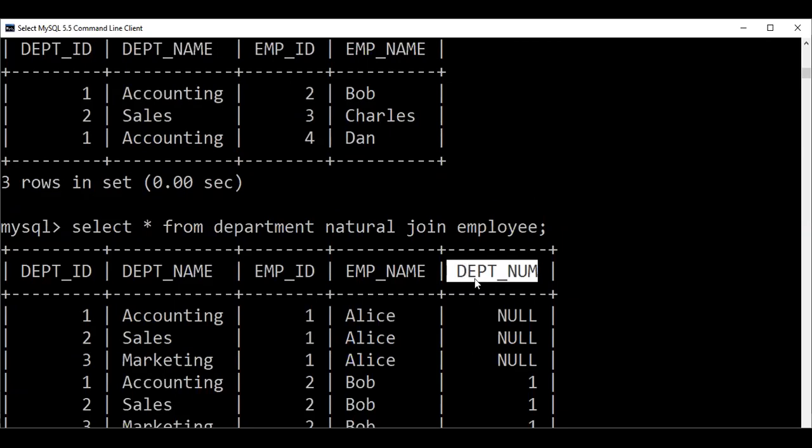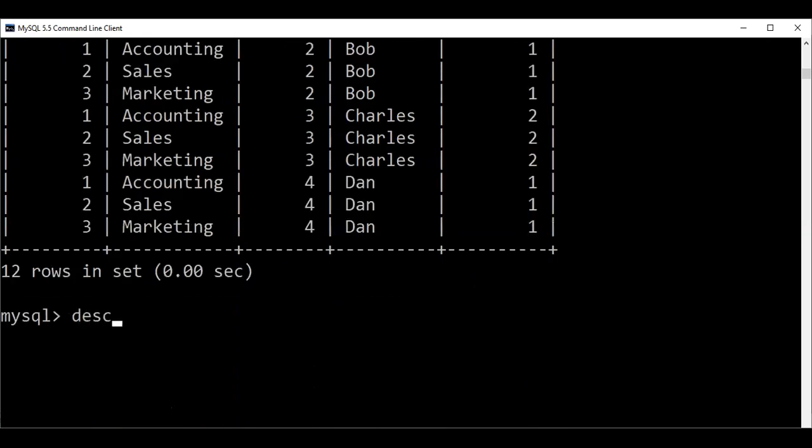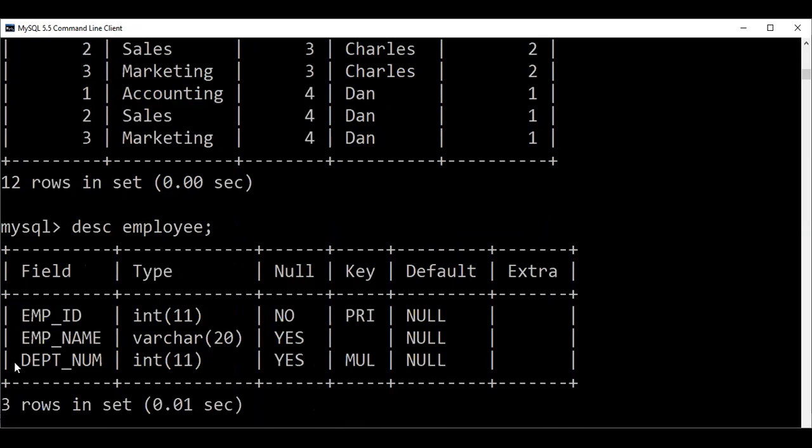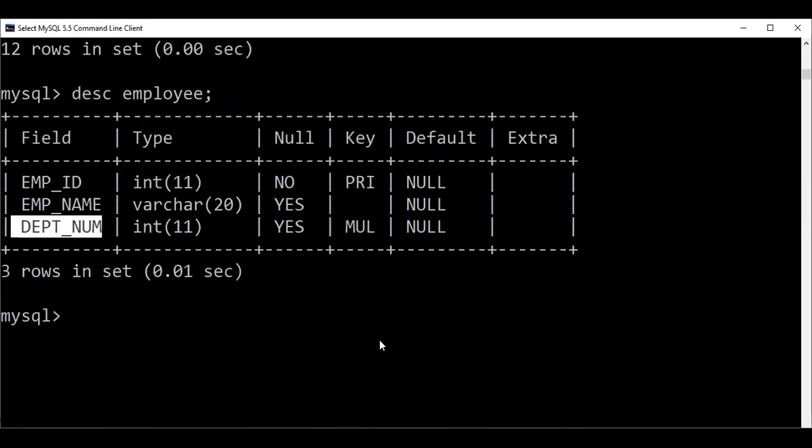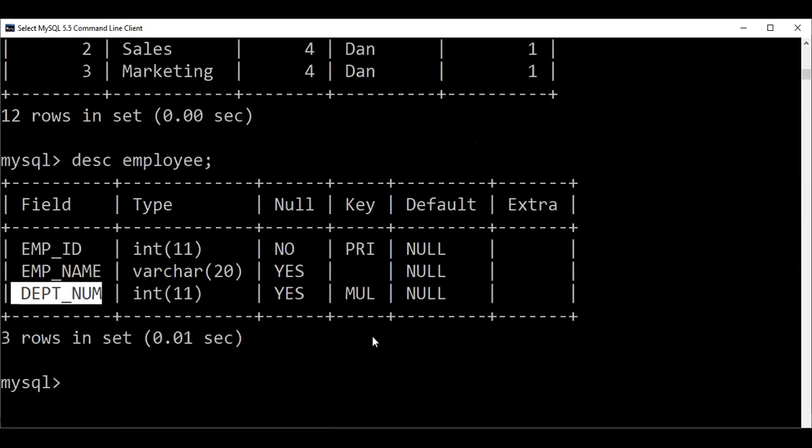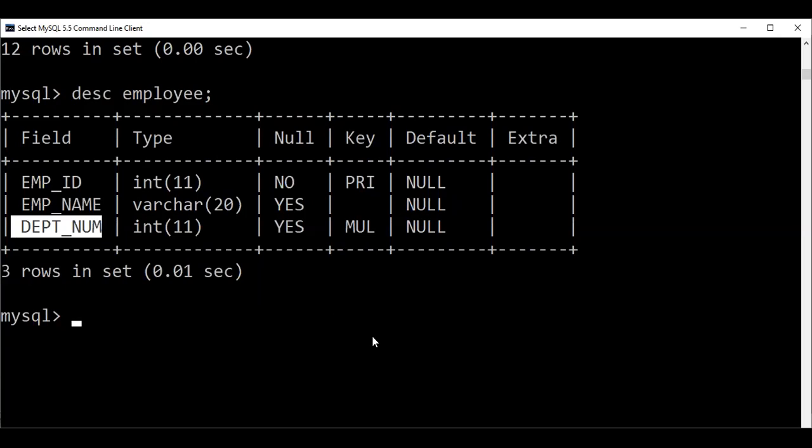If I describe employee, I can change the department number by altering. In MySQL, in my different version, MySQL 5.5, I cannot change it. But in the lab, you have already practiced how to rename a column. To rename a column, you use ALTER TABLE employee CHANGE old name to new name. But in my MySQL version, which is Windows based, it will not work. That's why I created another table, employee 2, to show you what natural join actually is.